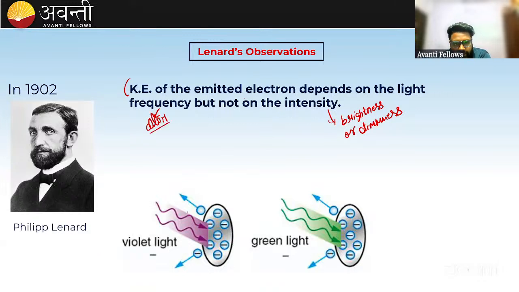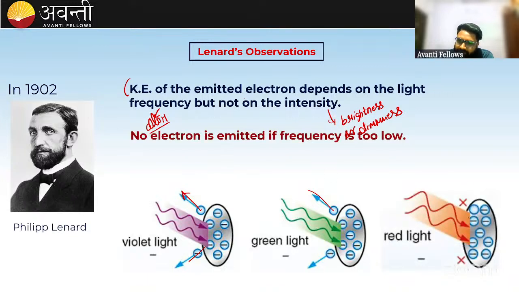Okay, so I have seen that for violet light the electron is being emitted when it is exposed to the surface. When green light is exposed to the surface, then also the electron is emitted. But when red light falls on the surface, the electron is never emitted, which means it does not depend on how bright the red color is. It depends on why it is red color.